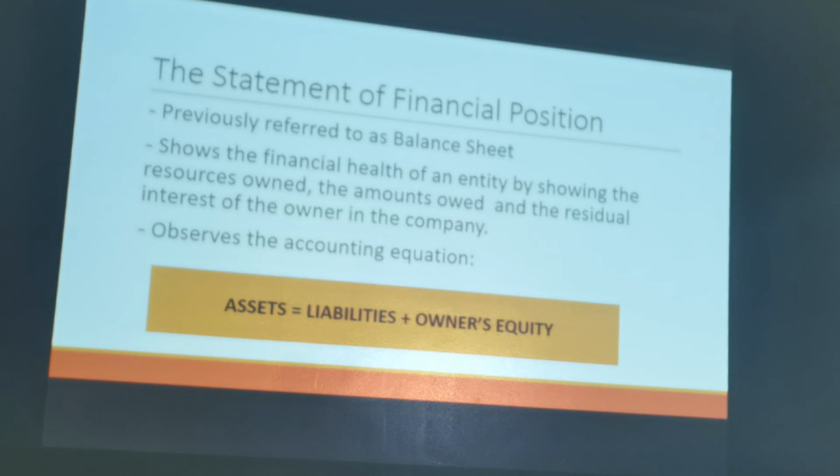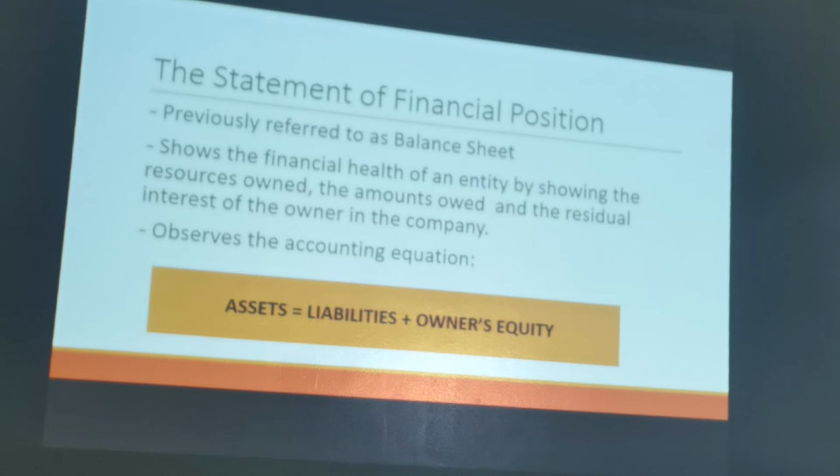Okay? At sa statement of financial position or balance sheet na to, we observe the accounting equation that states assets is equal to liabilities plus owner's equity. Anong ibig sabihin ng equation na to? Na ang assets ng isang kumpanya nagagaling sa dalawang partido. Ito yung mga creditors natin and of course the owners who provide the initial capitalization for the company. Okay? Yan.